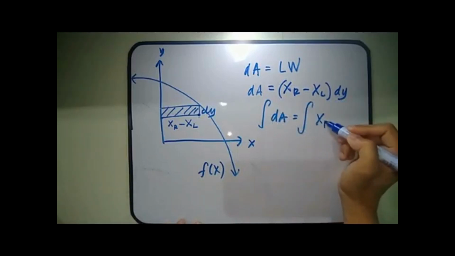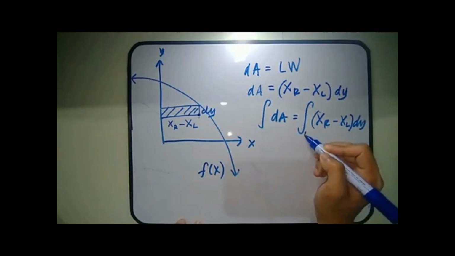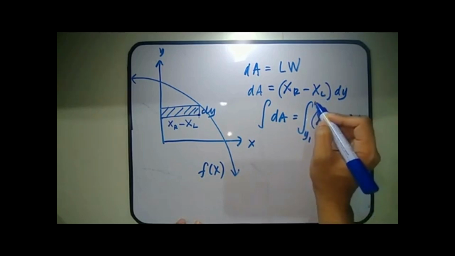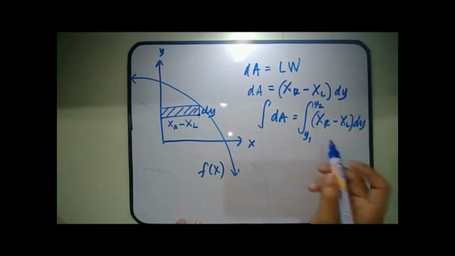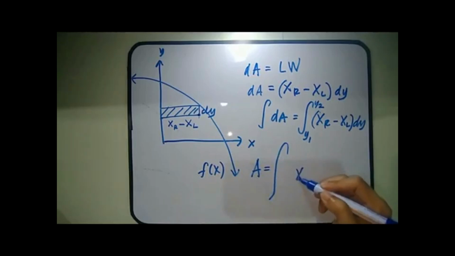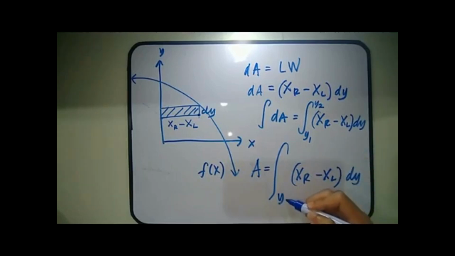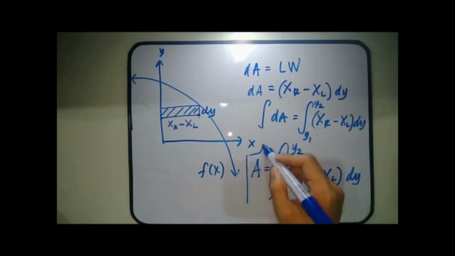So area is equal to the integral of x sub r minus x sub l differential of y. So we have dy here, and our boundary will be from y sub 1 to y sub 2. It can be y upper minus y lower. So area is the definite integral of x sub r minus x sub l differential of y, from y sub 1 to y sub 2.